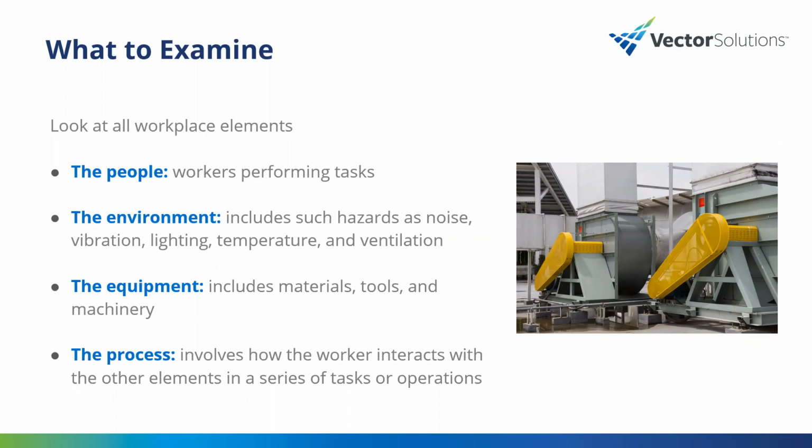And while you're performing an inspection, it's important to look at all workplace elements, including the people, namely the workers who are going to be performing tasks, the work environment, including any hazards that you note, such as noise, vibration, lighting, temperature, or ventilation, any equipment that's being used, including materials, tools, and machinery, as well as any process, involving how the worker interacts with the elements in a series of tasks or operations.